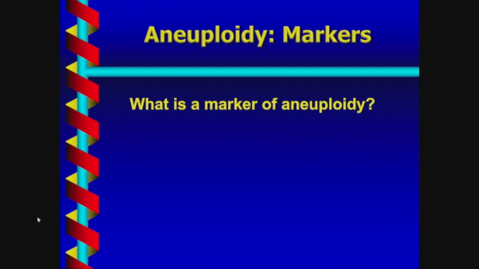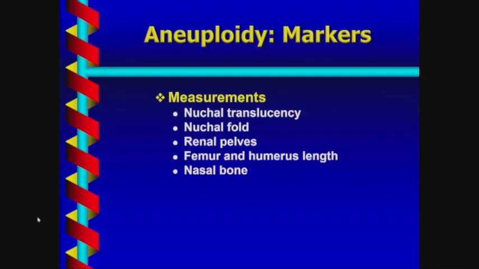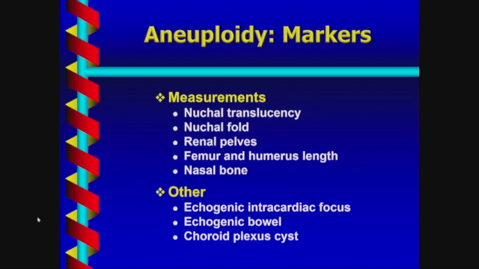This is a topic, markers of aneuploidy, that could take a whole lecture or a whole day, and obviously I'm not going to, but aneuploidy markers are findings that increase the likelihood of aneuploidy but have little or no significance in and of themselves, and they include some measurements like the nuchal translucency or fold, renal pelvis, and others, as well as some non-measurement markers.